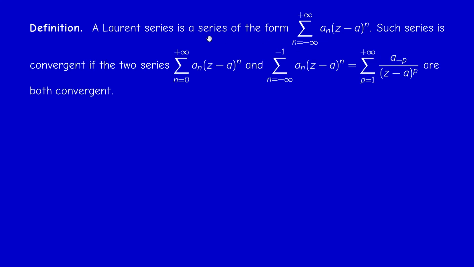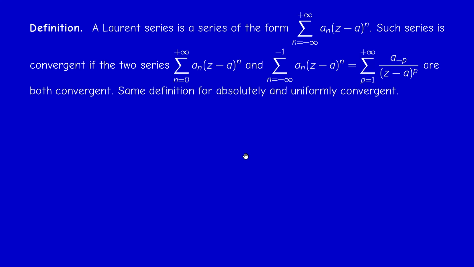So we say that this series is convergent if the two series, the non-negative and the negative powers, both are convergent. If both parts are convergent, we say that this Laurent series is convergent. And there is a similar definition for absolutely convergent and uniformly convergent.